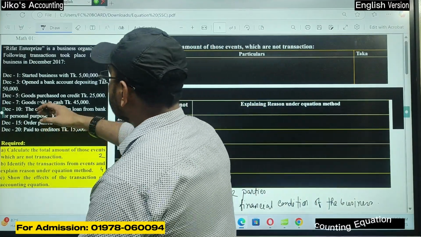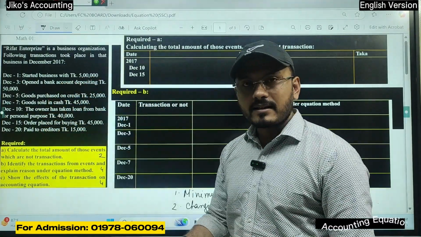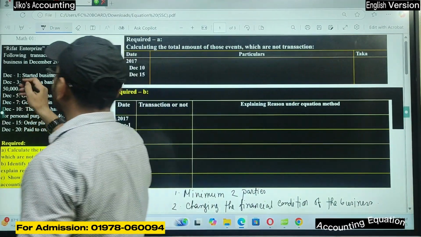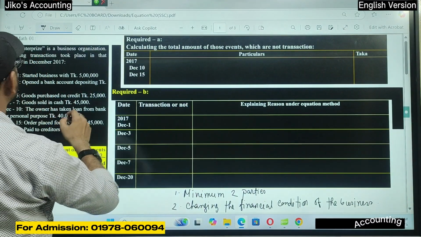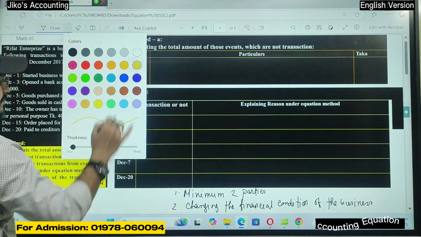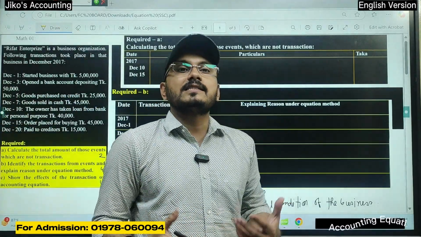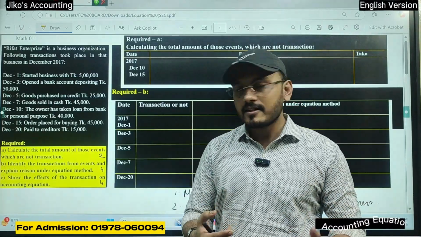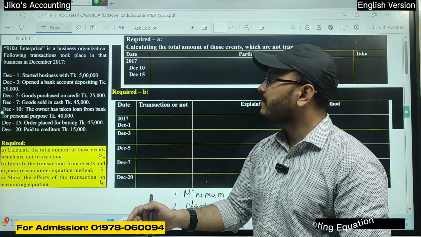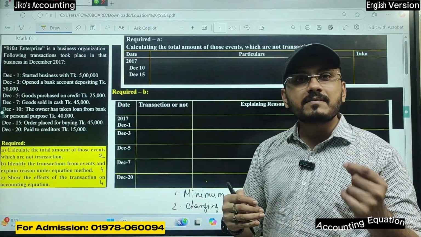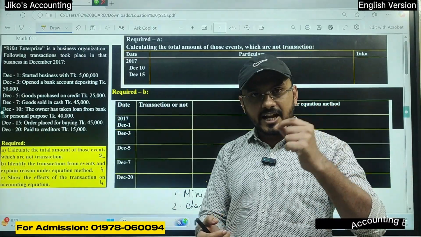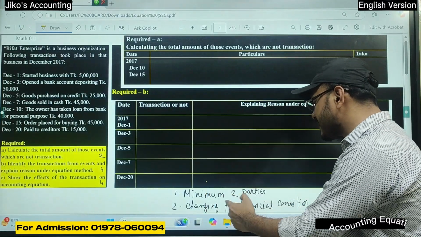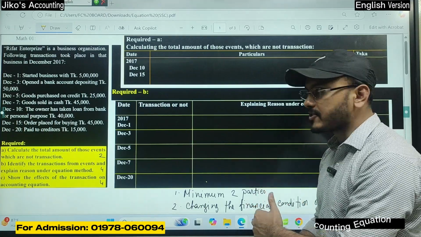What is given there? I started business with taka 5 lakh. That means my business received it. What is the company's name? Rifat Enterprise. To do this math, you should remember that Rifat is you. It's your math. You should always think from your side, the business side. If the owner invested in the business, my business receives cash. That means because of this transaction, there is a change in the financial condition of the business.